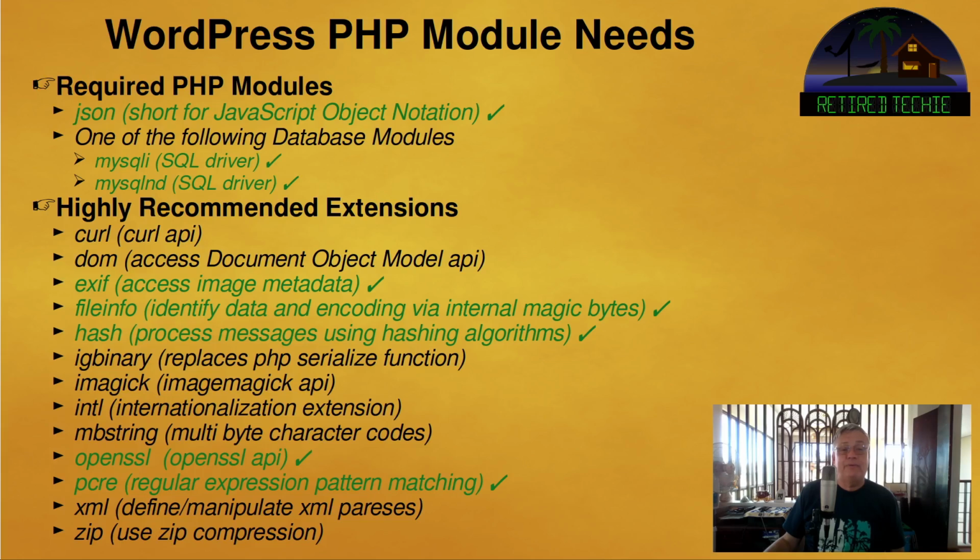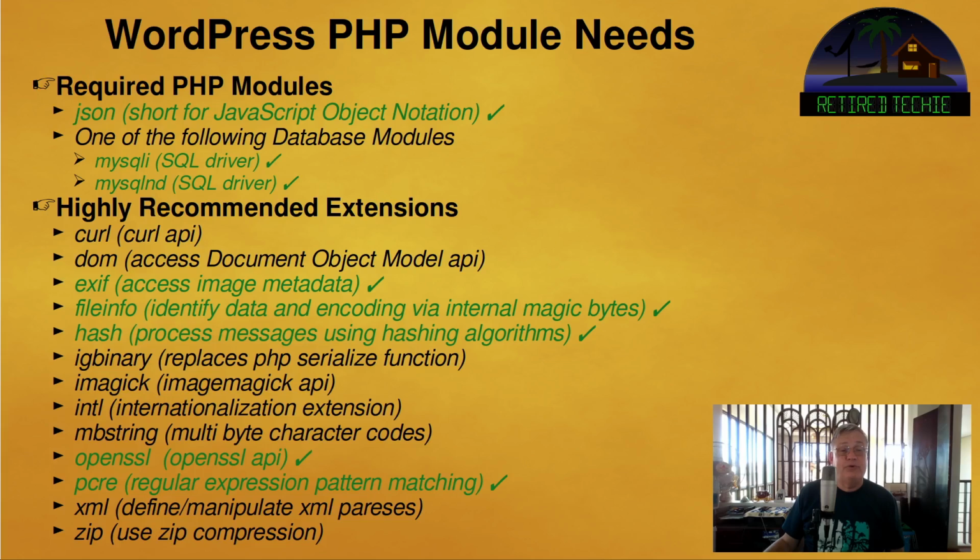IGBinary replaces a PHP serialization function. It's actually more efficient, so we're going to use it. iMagick is an ImageMagick API. INTL, internationalization. You're going to need this one if you're expecting people in different countries, in different places in the world, to use your website. If not, you probably don't need it.